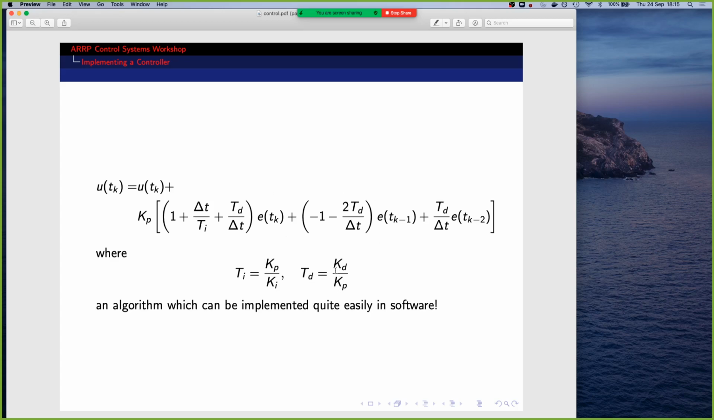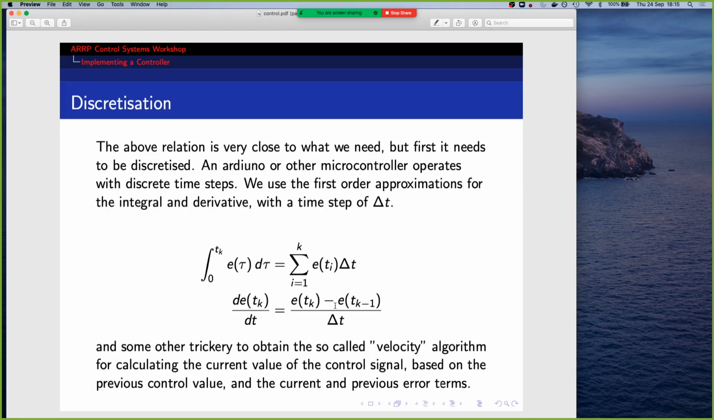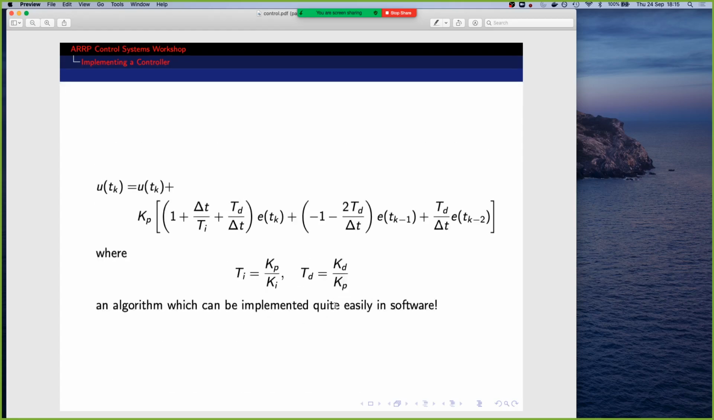I found the reference for this because the derivative is a little bit technical, but it involves taking these relationships here and doing a little bit of maths. And this is the algorithm that we want to implement for a discretized PID controller.